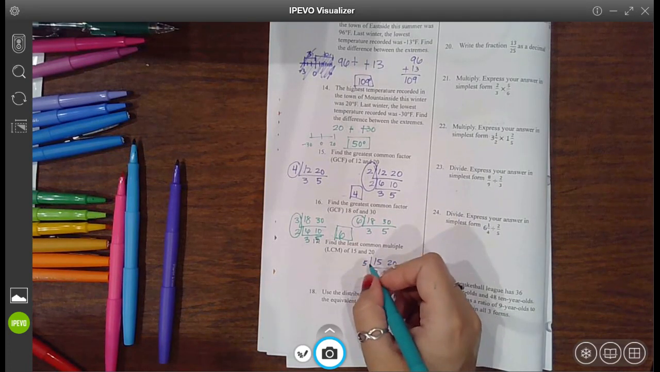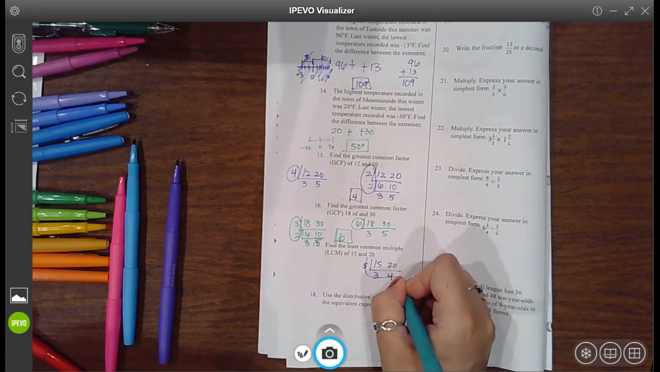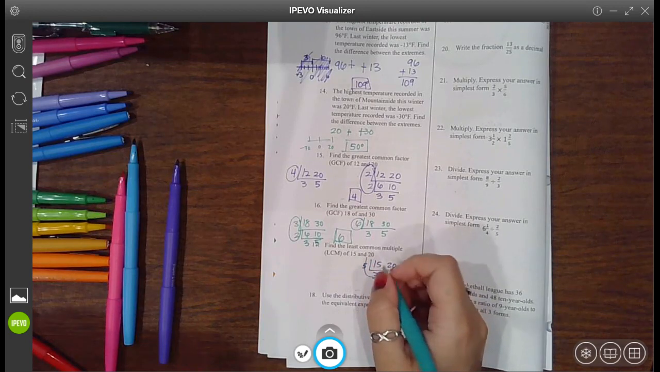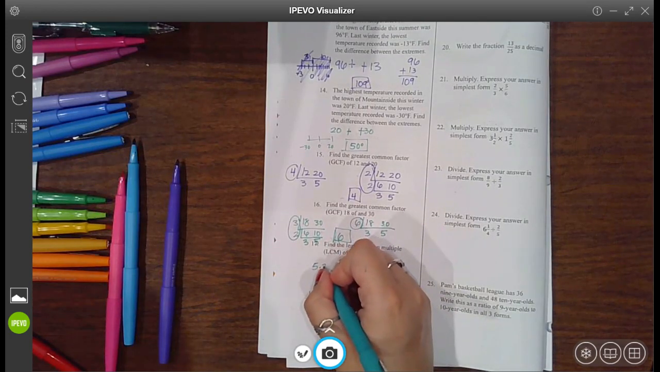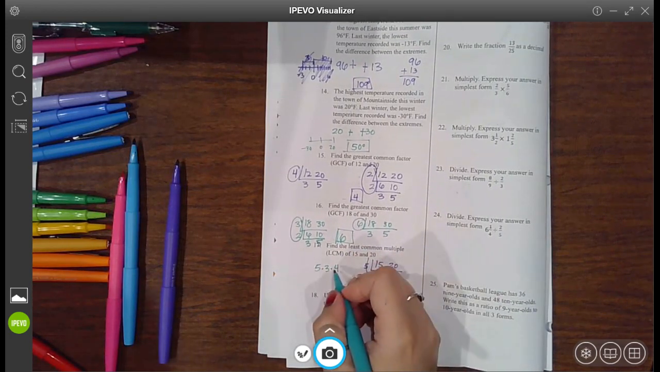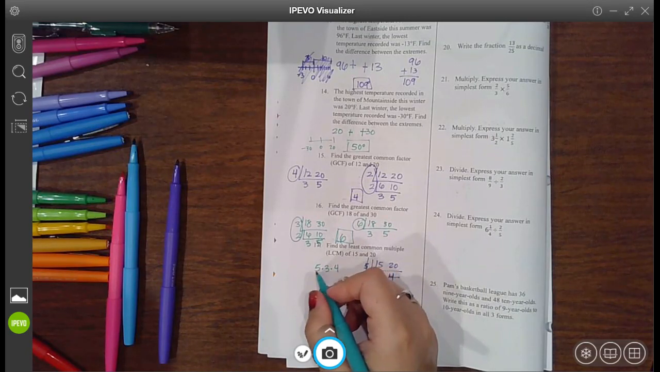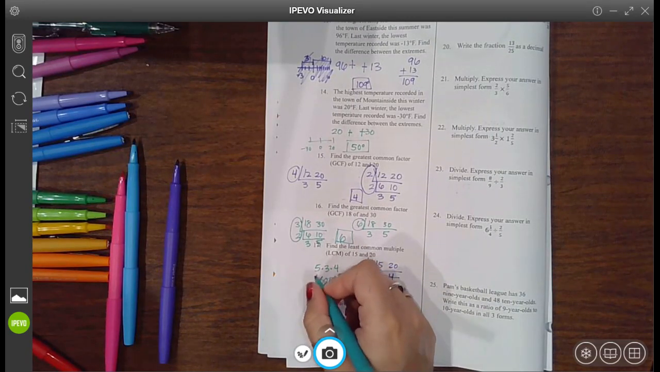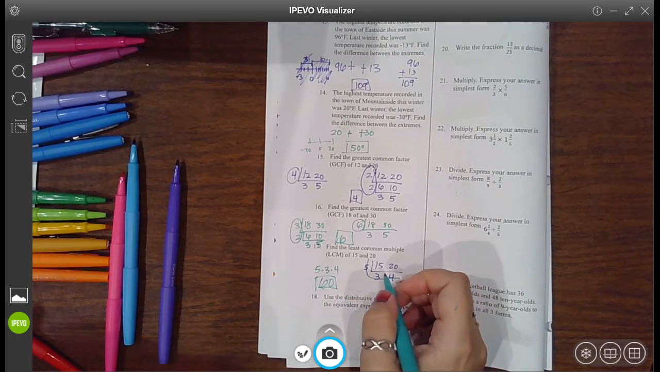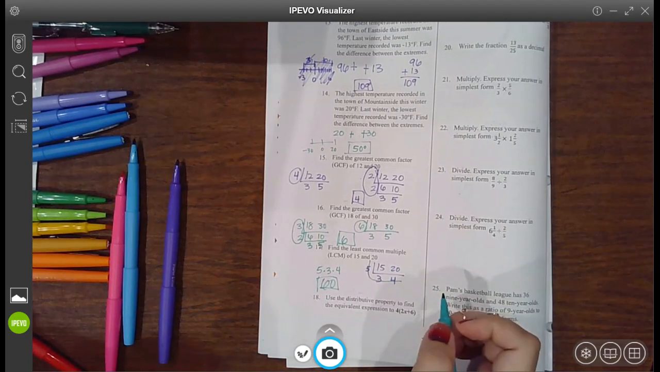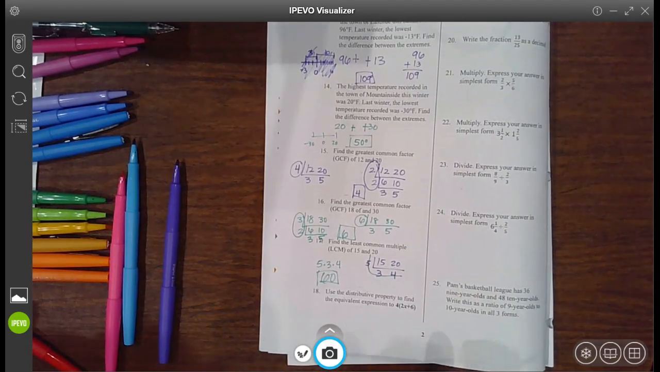So instead of just circling this, I'm going to do an L for LCM along the outside. And so you have 5 times 3 times 4. Well, 4 times 3 is 12. 12 times 5 is 60. So 60 is the smallest number that both 15 and 20 can multiply to become.